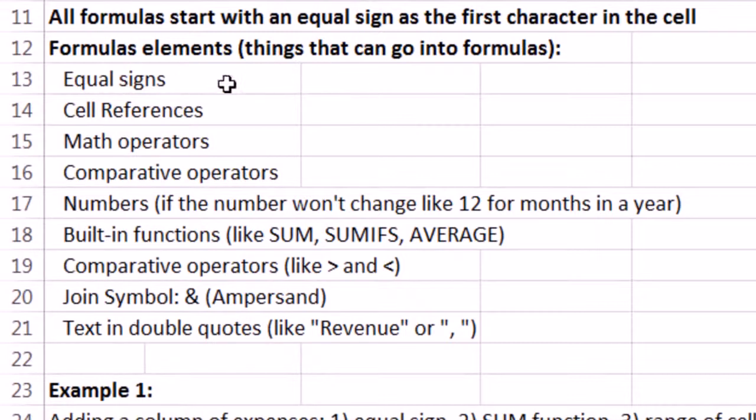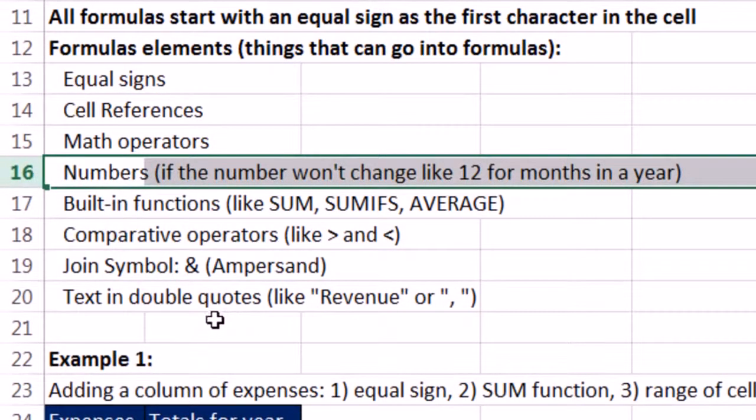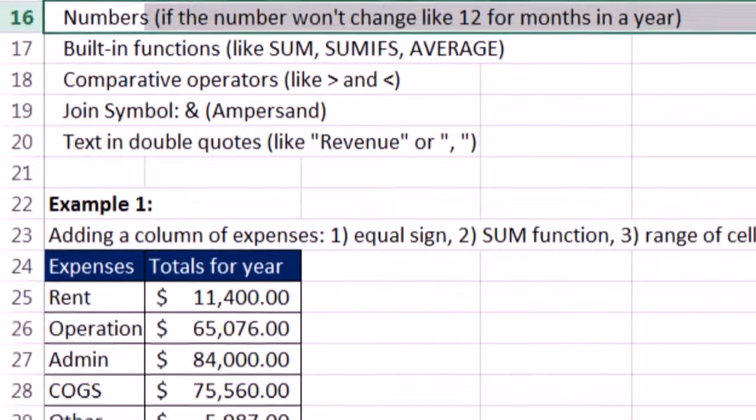Things like cell references, math operators, comparative operators like greater than or less than, numbers, if they don't change, like 12 months in a year or 24 hours in a day, as we saw a few videos ago. Built-in functions, we've seen a few of those. Comparative operators. Oh, I had that listed twice. I better come up here and delete this. Right-click the number, delete. You won't see that when you download this. The join symbol, and even text in double quotes. We're going to see an example of most of those here.